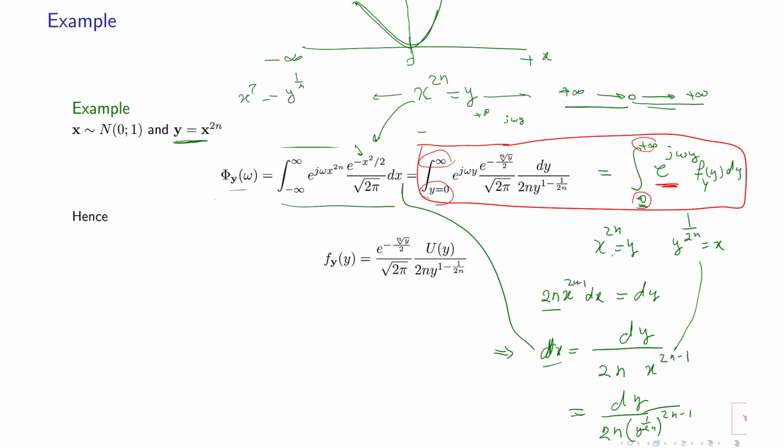e to the power j omega y, e to the power j omega y is equal. You have dy, you have dy. So the remaining part here, this portion should be equal to f y of y. So f y of y, first of all, is non-zero for positive values of y. So this is why I have u of y here. And this part is this one. So indirectly, I was able to use the moment generating function in order to calculate f y of y directly without those steps.